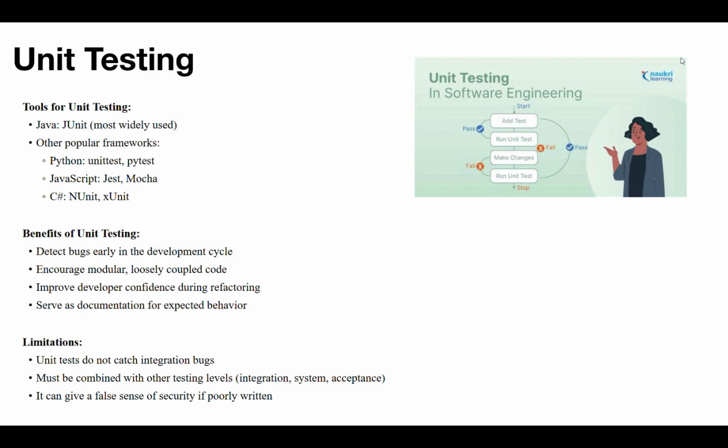So the benefits of unit testing are: detect bugs early in the development cycle, encourage modular, loosely coupled code, improve developer confidence during refactoring, and serve as documentation for expected behavior. However, the limitations are that unit tests do not catch integration bugs. They must be combined with other testing levels, and they can give a false sense of security if poorly written.